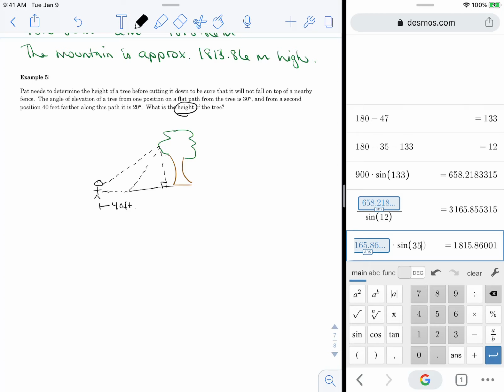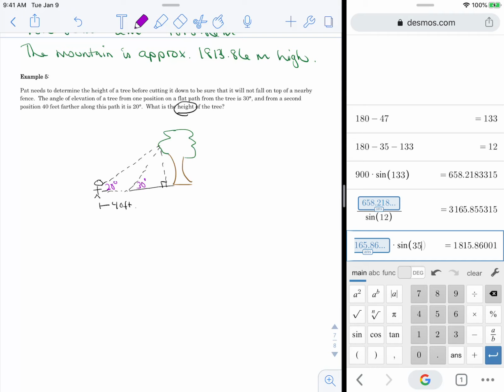Now, the one confusing part is, where do you put the 20 degrees and the 30 degrees? So think about it. When you move closer to something, you have to look up more, right, to see the top of it. So that's why the bigger angle will go closer in, where the smaller angle is further out. All right. So I would pause this video and see if you can do this one on your own, and then come back and see if you got it correct.